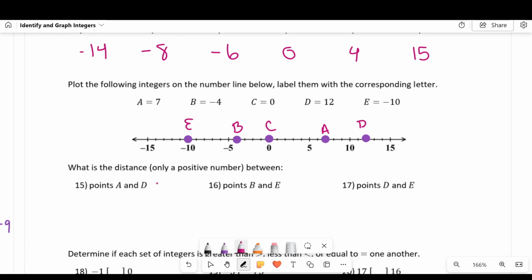Okay. What is the distance, which is only a positive number, between A and D? You're just going to count the number of spaces between A and D. So start at A. 1, 2, 3, 4, 5. It's always positive. It's 5 spaces away. Okay. B and E. Give that one a try. Count the spaces between B and E. 1, 2, 3, 4, 5, 6. And then go ahead and try D to E. D is here. E is all the way over here. You should have gotten 22.